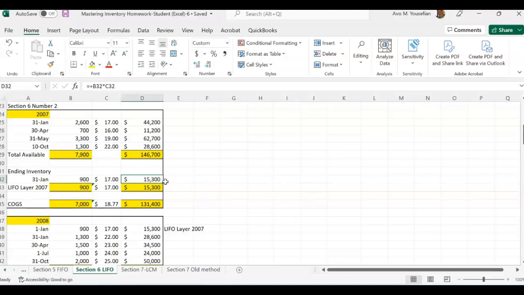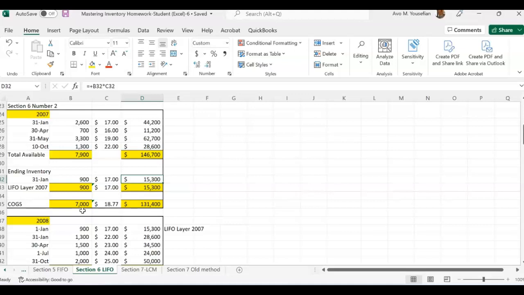$15,300 ending inventory value. So that means the LIFO layer, and the LIFO layer is a layer that you need to calculate at the end of the year, and you need to take it with you to the next coming year. So the LIFO layer in 2017 is 900 units at a cost of $17, total 15,300.